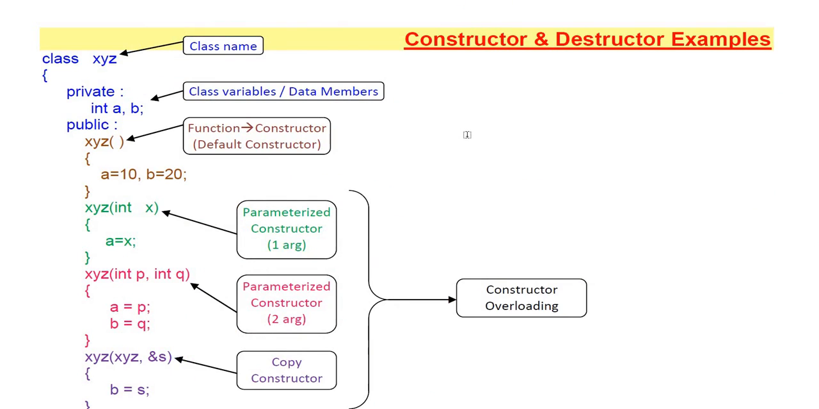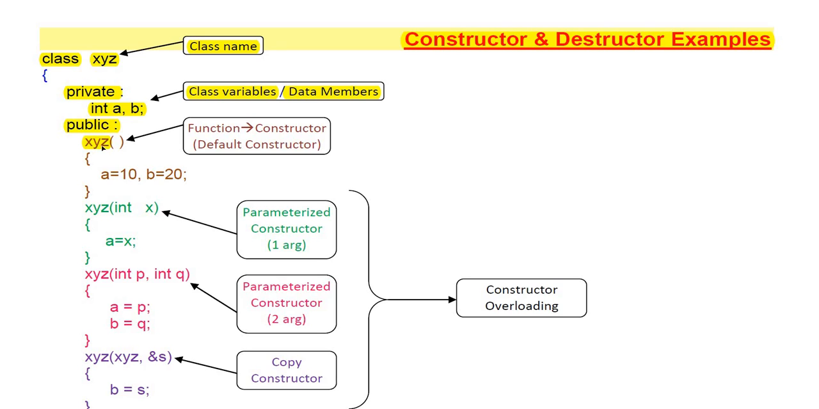For example, in this program there are some examples. This is the class keyword and XYZ is the name of the class. In the private section we are creating 2 variables A, B. These are called class variables or data members. And in the public section, here we have created a function. Here you can see we are creating a function whose name is XYZ.